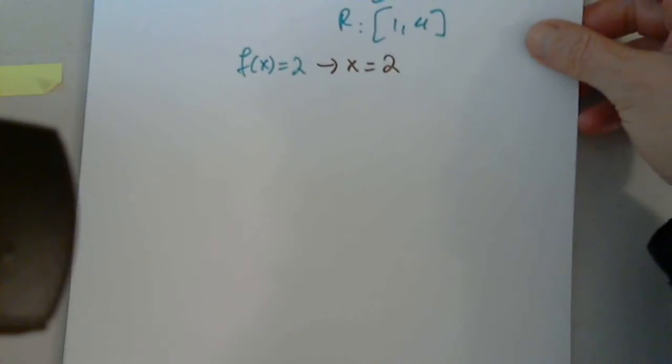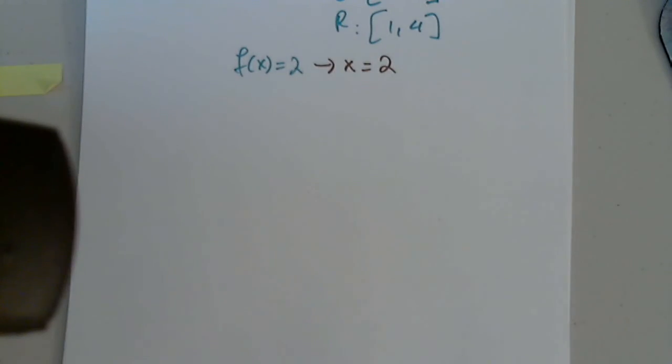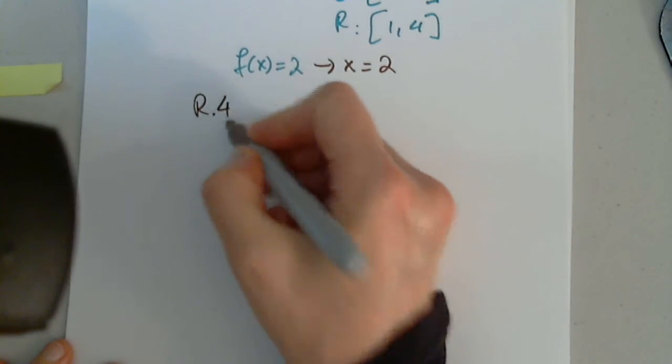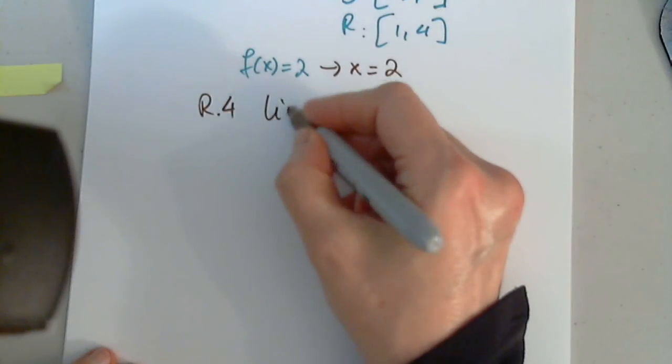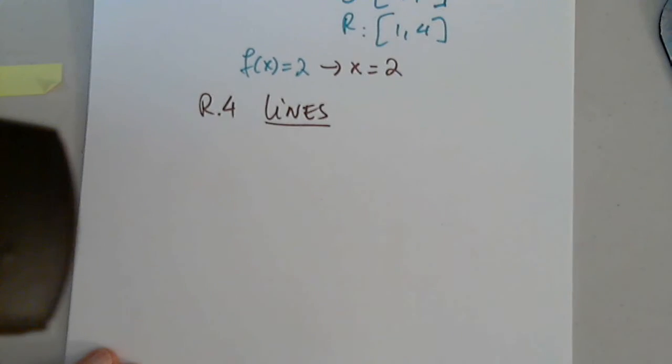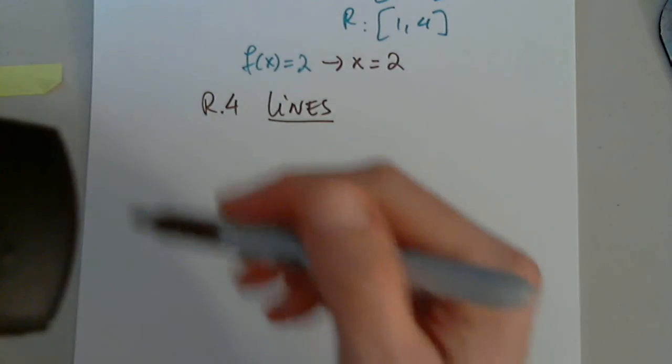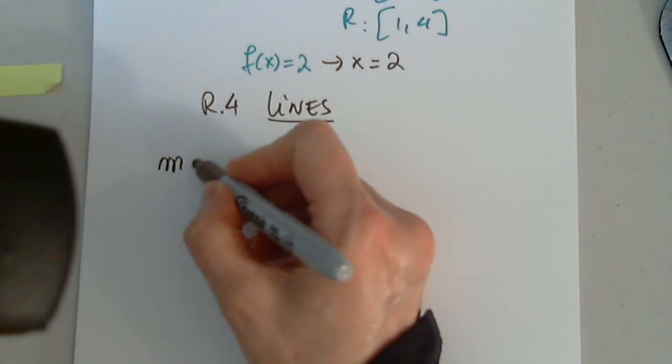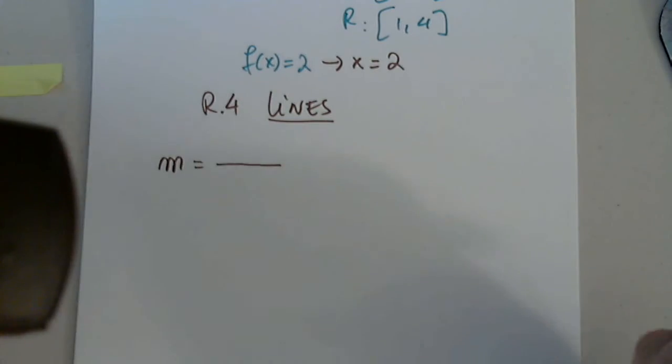Okay, moving on to R.4. In R.4, we talk about lines. We already talked about lines. Let me refresh your memory. The definition of the slope. So let's list them again.